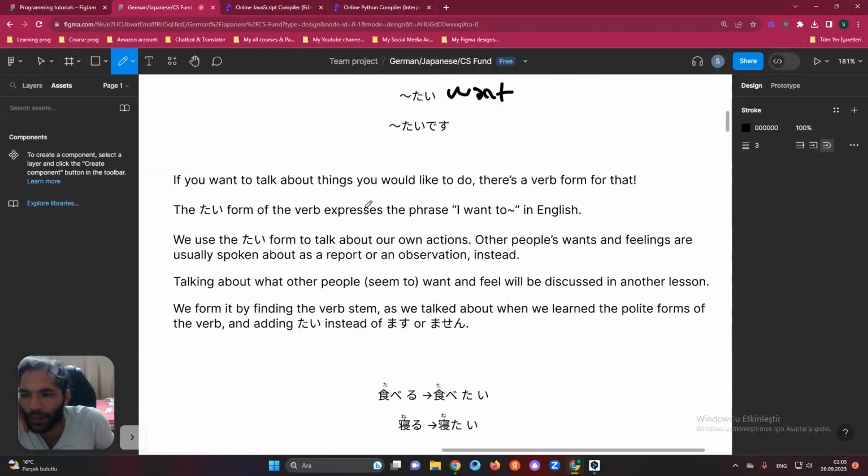If you want to talk about things you would like to do, there's a verb form for that. The tai form of the verb expresses the phrase "I want to," as I mentioned before. If you say "sushi o tabetai," in this case you're not using "tabemasu" or "taberu" or whatever else. You're just saying "sushi o tabetai."